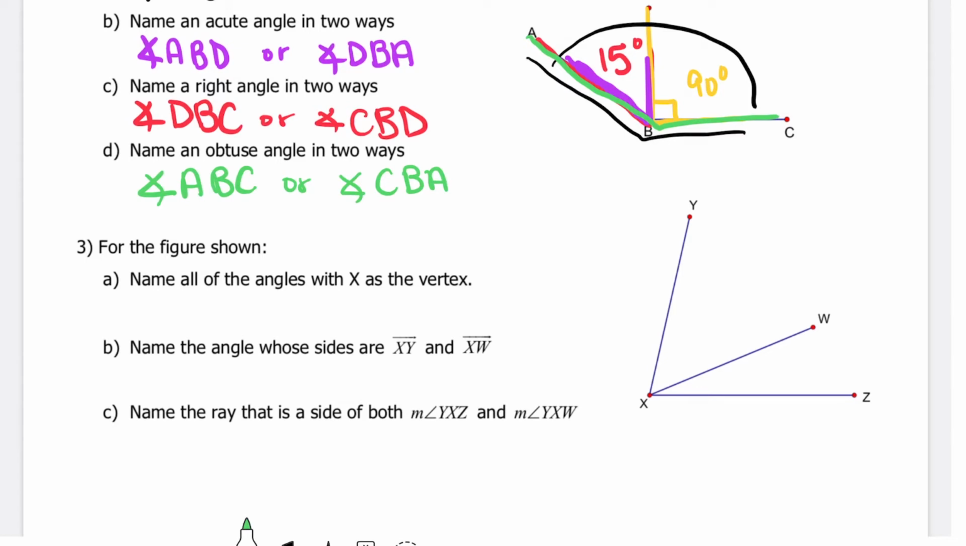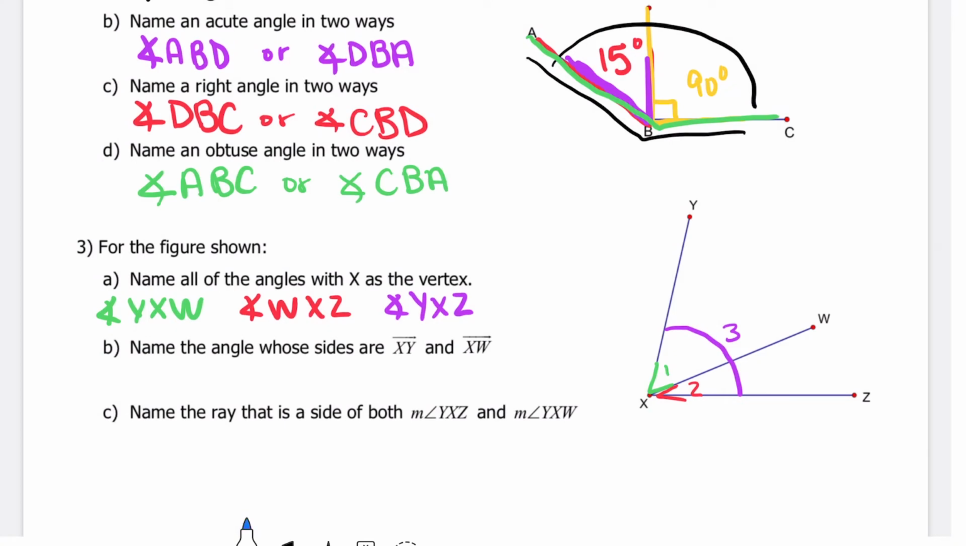Number 3, for the figure shown, name all angles with X as the vertex. So I see this is angle 1. I also see an angle here. That's a second angle. And then the whole entire angle is going to be the third angle. So I need to name all 3 of those. So I'll start with the green angle. That's going to be YXW. Then the red angle, that's going to be WXZ. And then the purple angle, that's going to be YXZ.